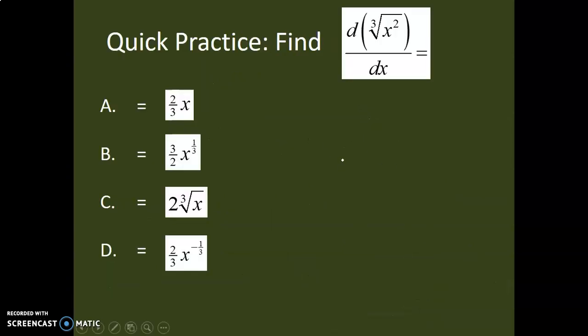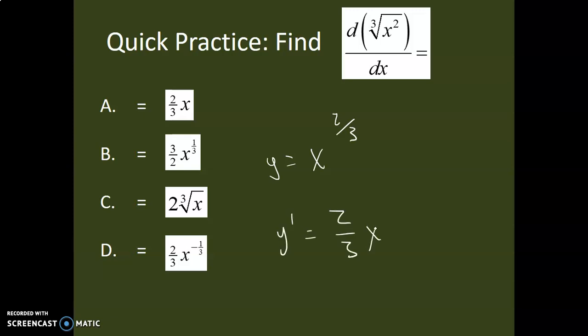All right, here's another quick practice. Just find the derivative. This is just another notation for that. The derivative here, you would want to rewrite the original problem as y equals x to the 2/3 power. So the derivative would be 2/3 x to the -1/3 power, which would be d.